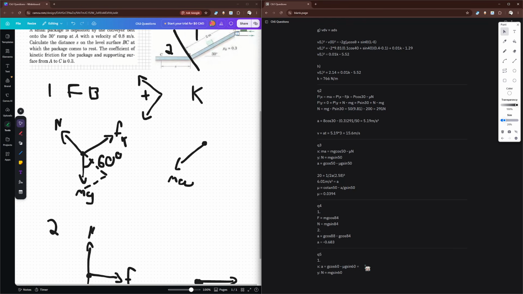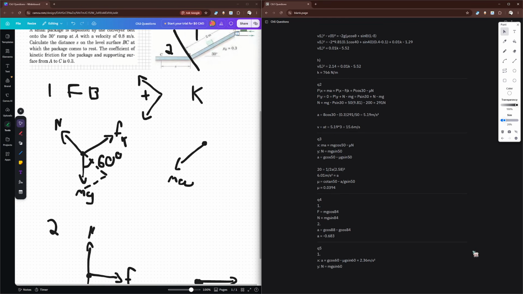So calculating this out, we'll get cos 60 is just a half, so 4.985, which is half of 9.81, minus 0.1 sine 60. Wait, no, it's 0.3. Minus 0.3 times 9.81 sine 60, which gives us an acceleration here of 2.44. Wait, 9.81 over 2 is 4.905, not 4.985. Oops. So that gives us an acceleration of 2.36 meters per second squared.